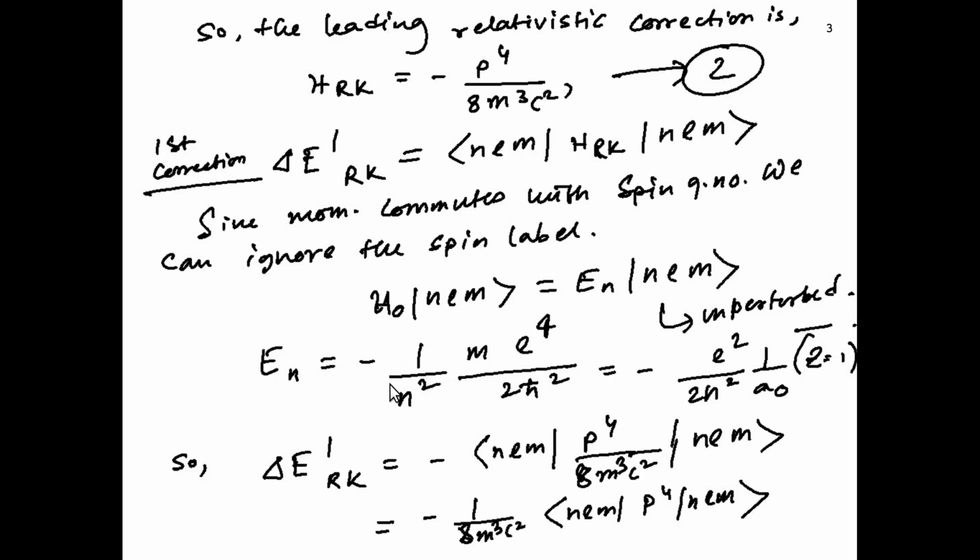It is 1 by n square with some constant m e to the power 4 by 2 h bar square, and if I write a naught as the Bohr atom radius, I use the formula for that. It looks like this, a nice compact form. So now let us plug in and calculate this quantity. This is something straightforward.